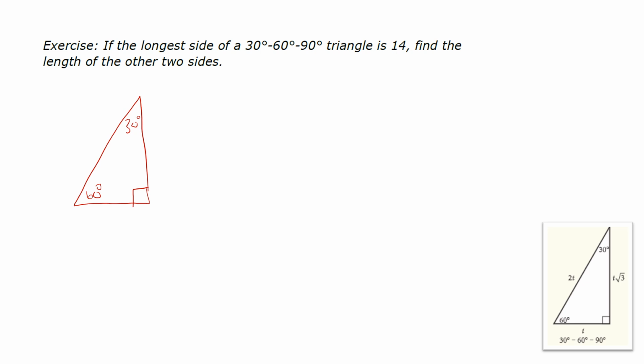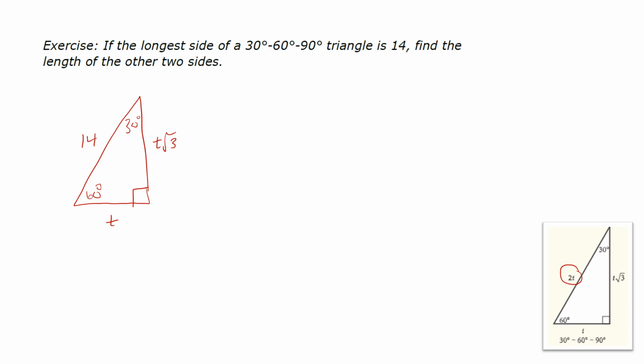So I know the longest side is 14, and the longest side of a triangle is the hypotenuse, so that's going to be here. And I now need to find the other two sides. So I know this side is t square root 3, and I know this side is t. Okay? So what's special about the hypotenuse of a 30, 60, 90 triangle is that its expression is 2t. And I know what 2t equals.